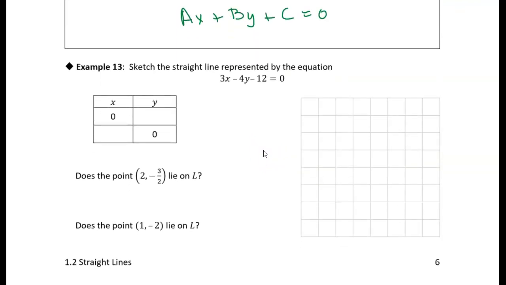We could rearrange that equation and put it in probably the nicest form, which is the slope-intercept form. The nice thing about the slope-intercept form is that you can read the slope and the intercept right off of it, and it's really easy to graph. But sometimes you don't want to have to deal with the algebra. Sometimes you just want to graph the line and not have to do the algebra.